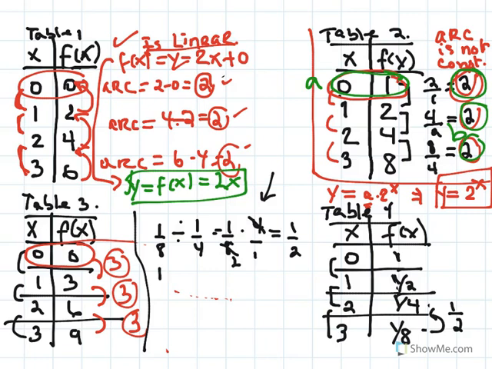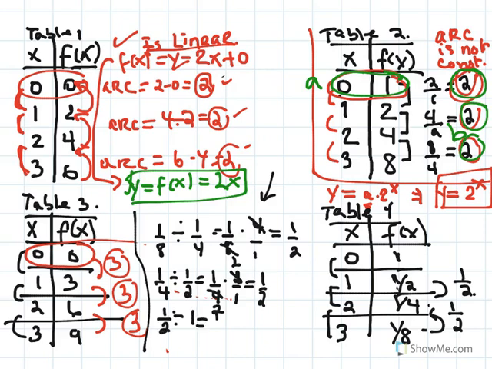Now let me divide 1/4 by 1/2. Again, you have to flip the second one, and you cancel. The answer is 1/2. Now let me divide the last one. 1/2 divided by 1 is 1/2. So this function in table 4 is an exponential function, and b is equal to 1/2.